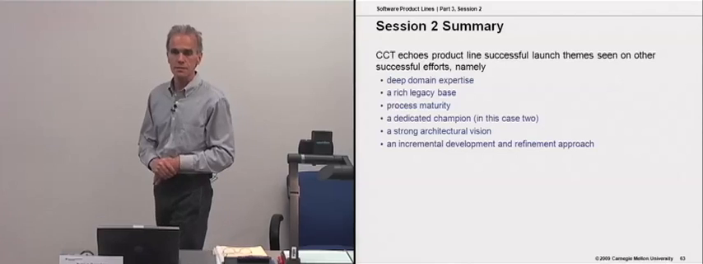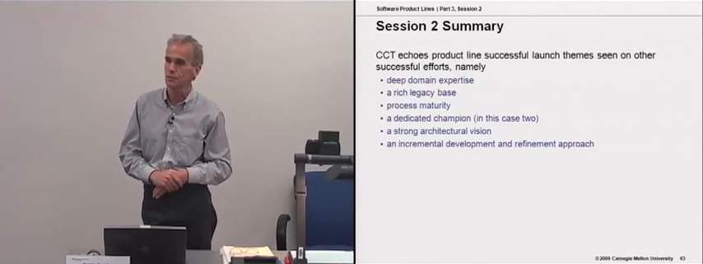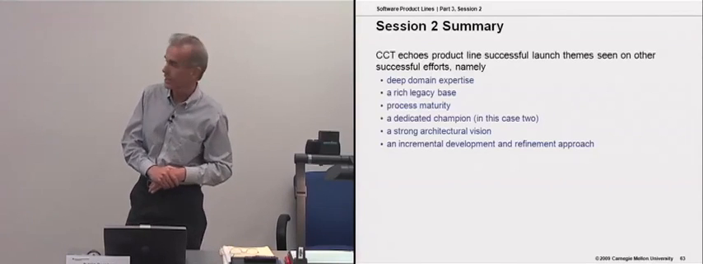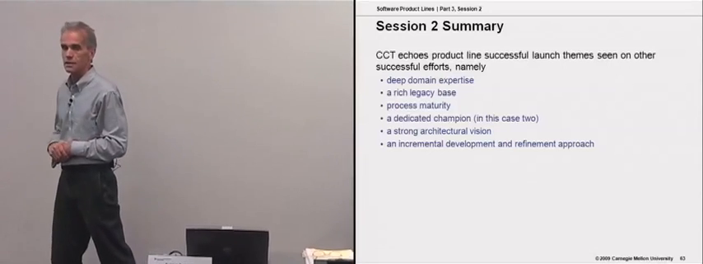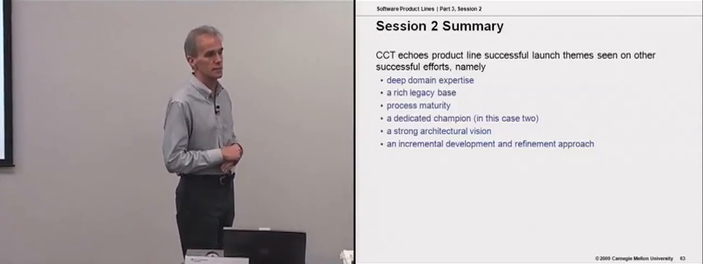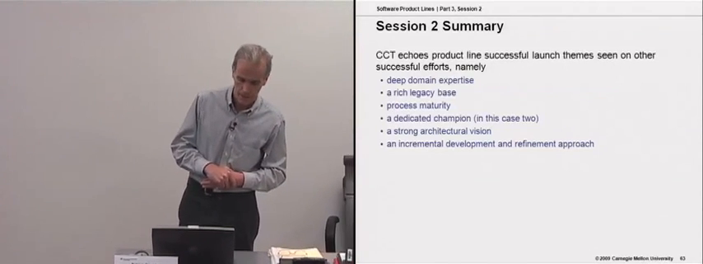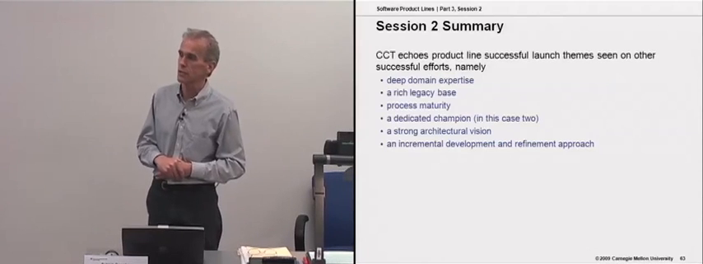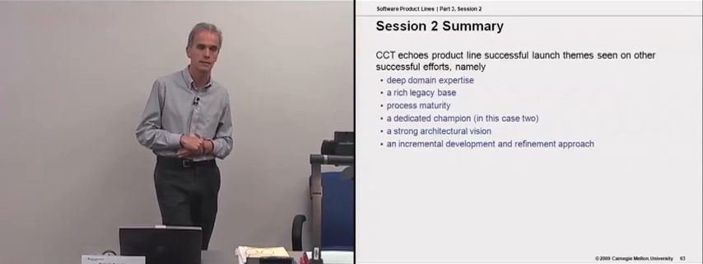So this, again, is a checklist for people who want to be in the product line business. Do you have the necessary domain expertise? Do you have a legacy base? In this organization, the process maturity level was at least, as I recall, level 3. And you actually had 2 champions, one on the government side and one on the contractor side.